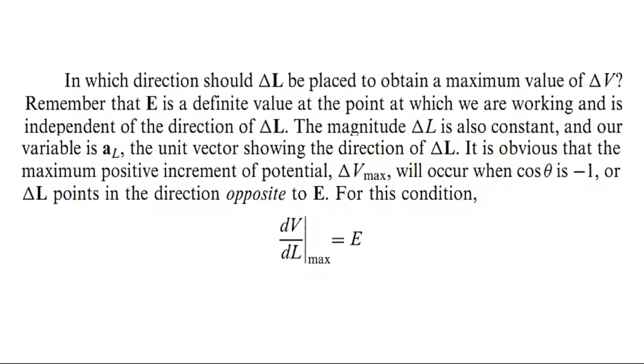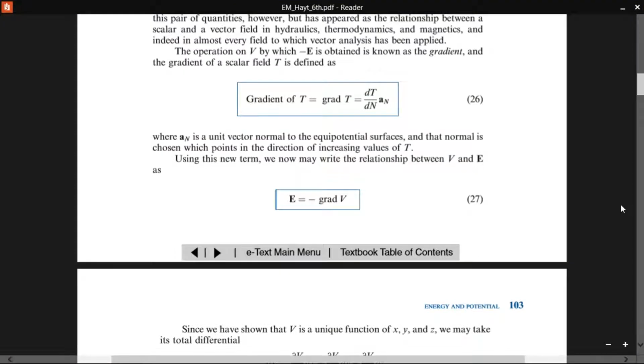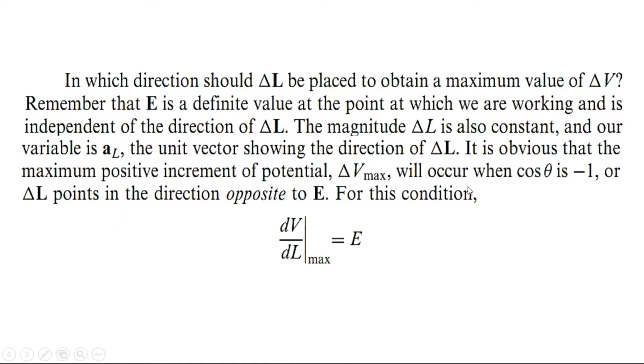So by changing the direction of del L, or by changing aL, we can obtain the maximum positive increment of potential, del V max. It is obvious that the maximum positive increment of potential del V max will occur when cos of theta is equal to -1, or del L points in the direction opposite to E.